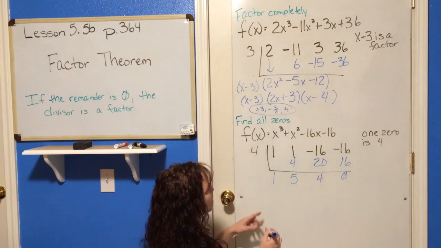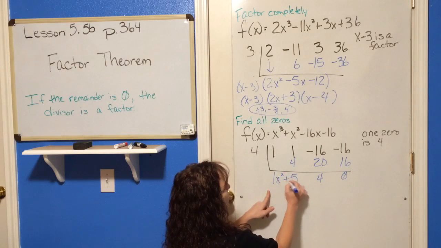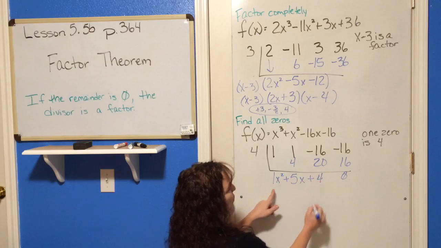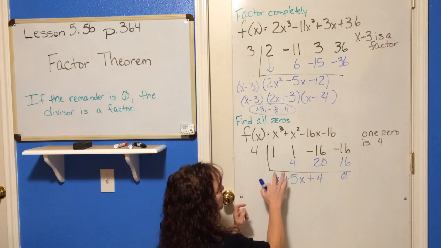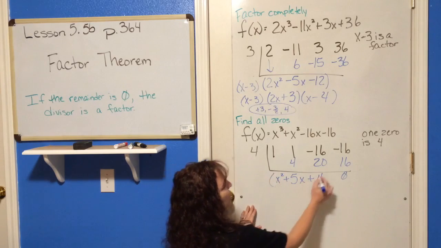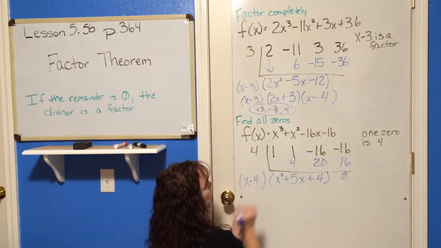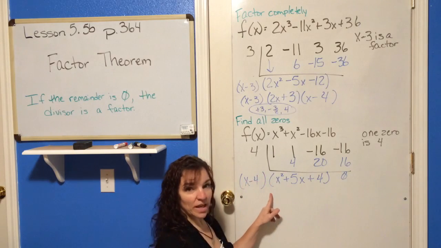So one of the zeros is 4. Now we have 1x squared plus 5x plus 4 is what we have left. And that, remember, is multiplied by x minus 4. So now let's see if we can factor this.